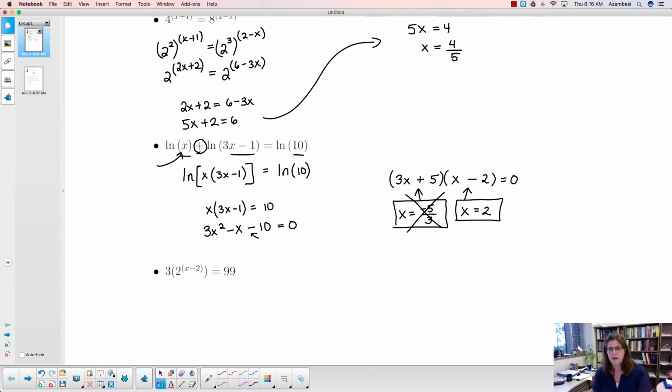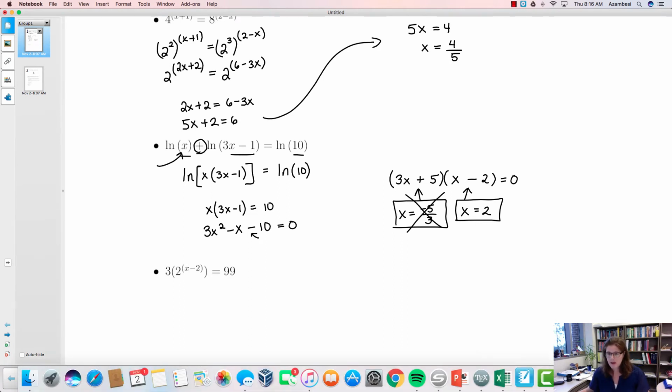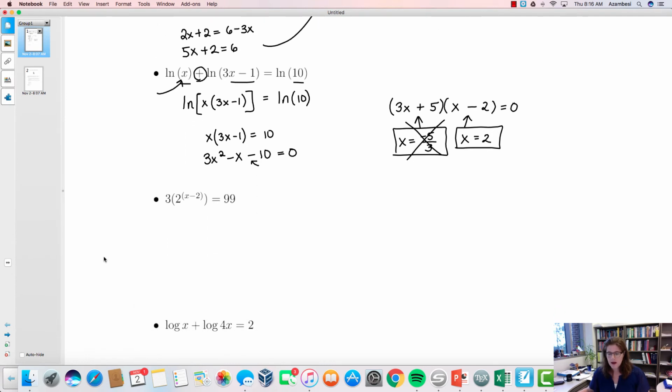Now this is if you can make the same base on both sides, but that's not always the case. So if we look at this next one here, I have 3 times 2 to the x minus 2 equal to 99. I want to look at the bases. If I divide both sides by 3, I get 2 to the x minus 2 equal to 33. 2 is prime, so I can't make it like 4. You can turn it into 2 squared, but 2 is just itself. 33 is not a power of 2, no matter what I do to it, without some tricky fractional powers. So this 33 is not going to be able to be expressed as a 2.